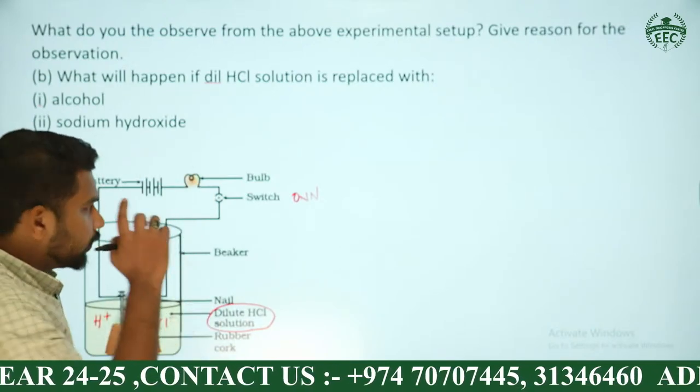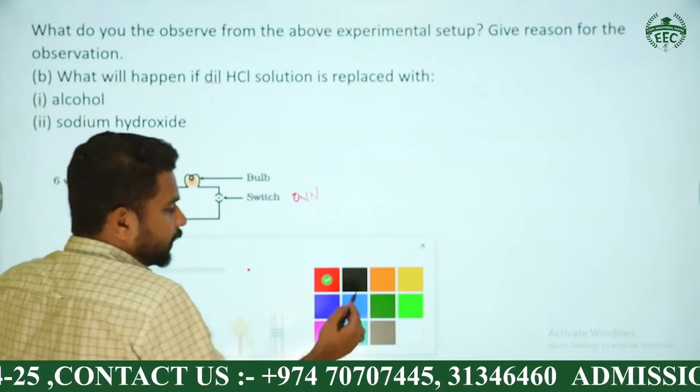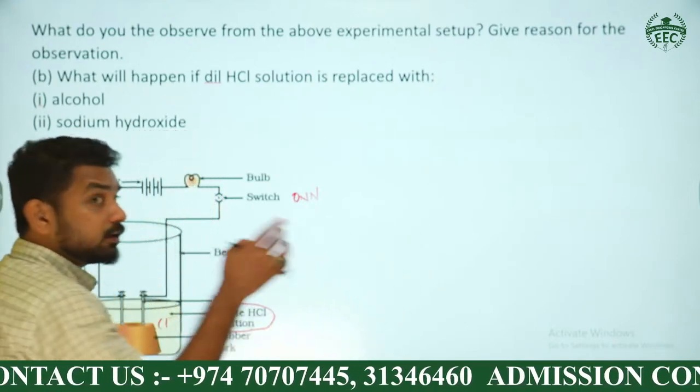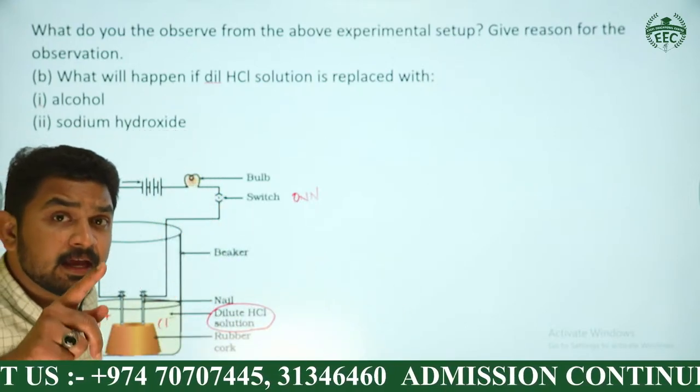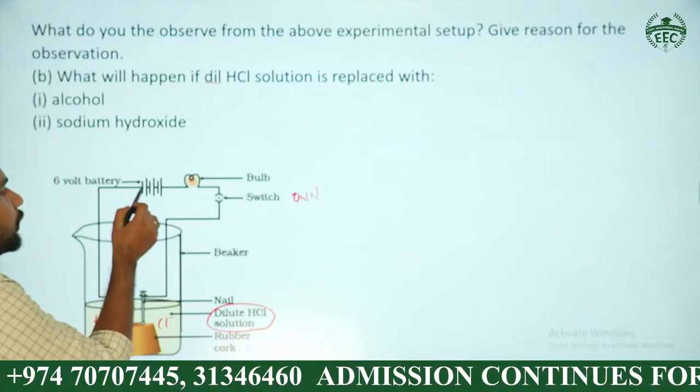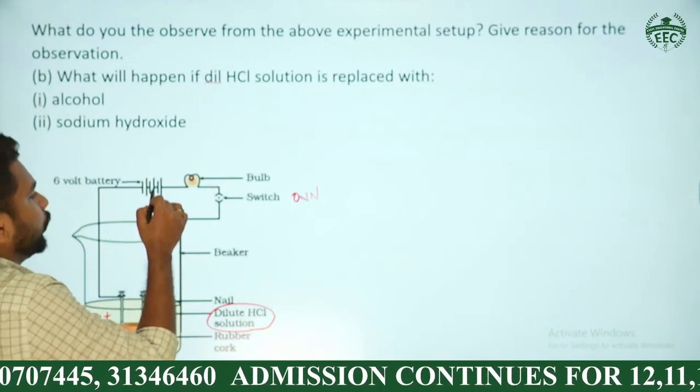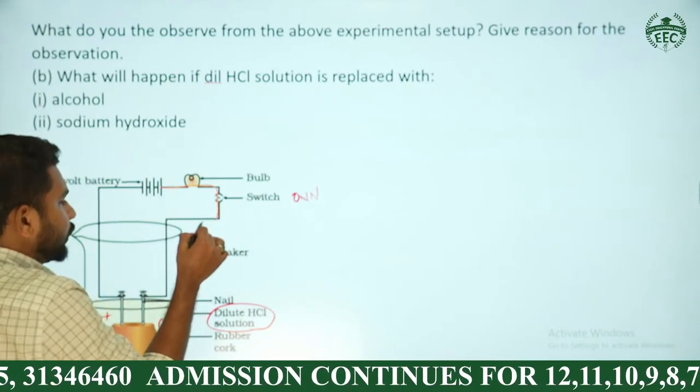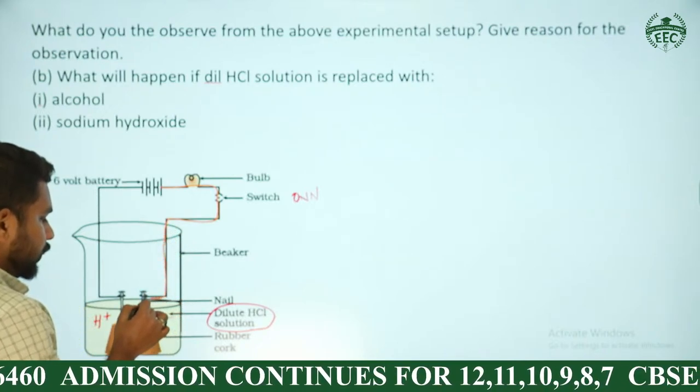Because for glowing of this bulb, we need to complete the electrical circuit. And you know that, yes, the current is moving. You can see that the current is moving.